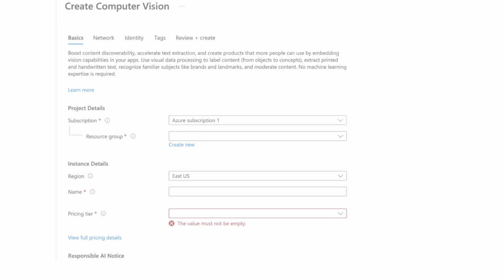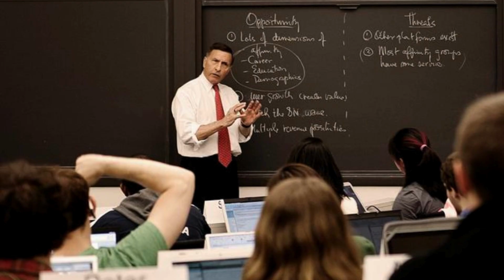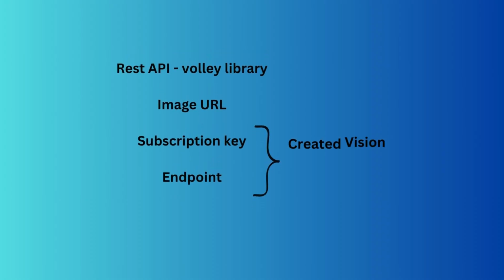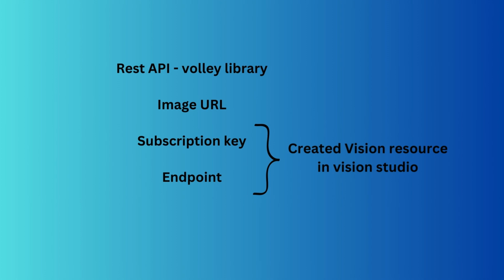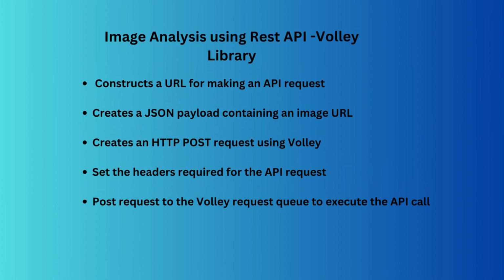Once it is created, you will see the resource created. For that, you will see all the details such as subscription key, endpoint, and everything. Just note down the subscription key and endpoint to be used in the application. Now this is the image we are going to use inside the application for getting all the features and generating the captions. So before getting into the coding part, we need some values such as the image URL for which we are going to extract all the details, and the subscription key and endpoint from the resource which we created.